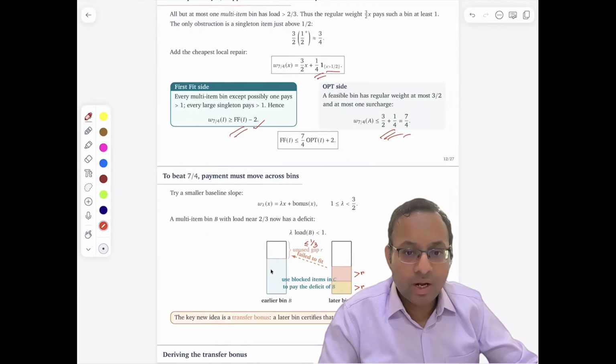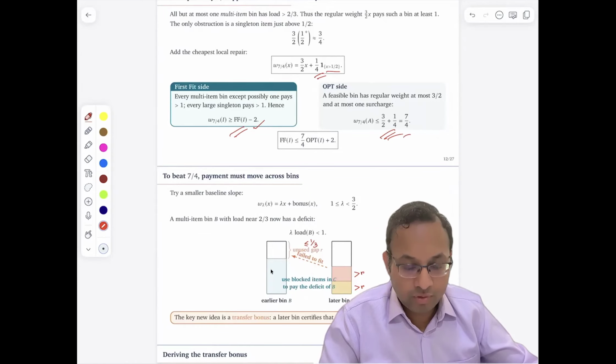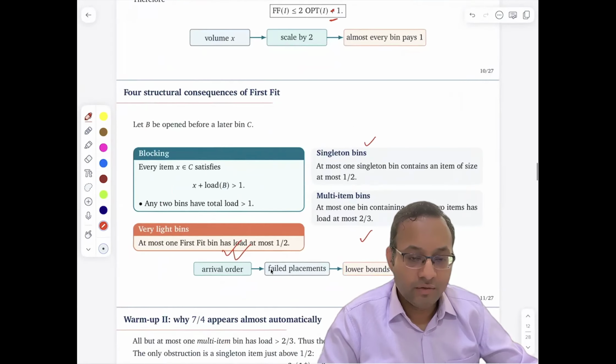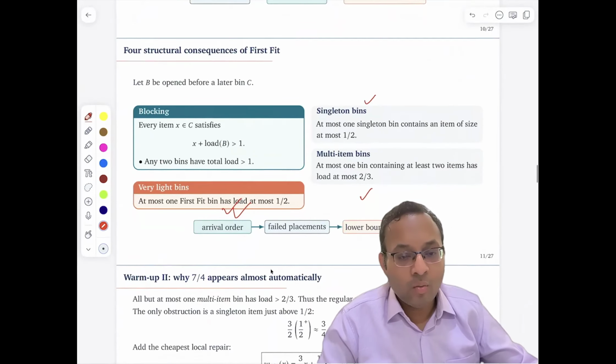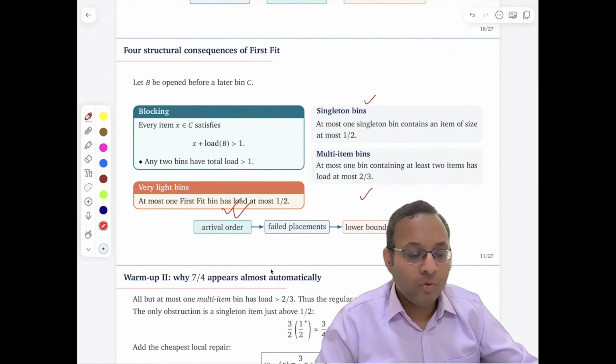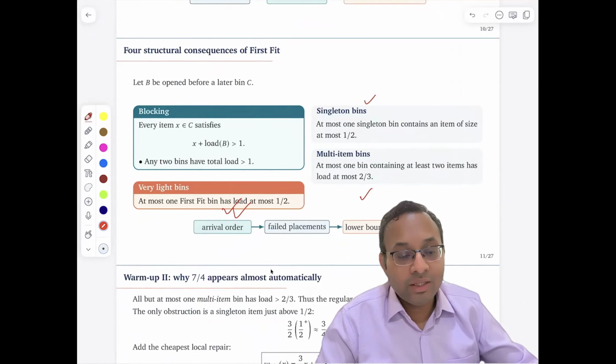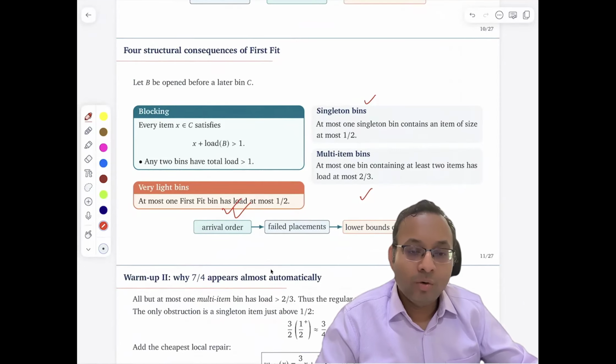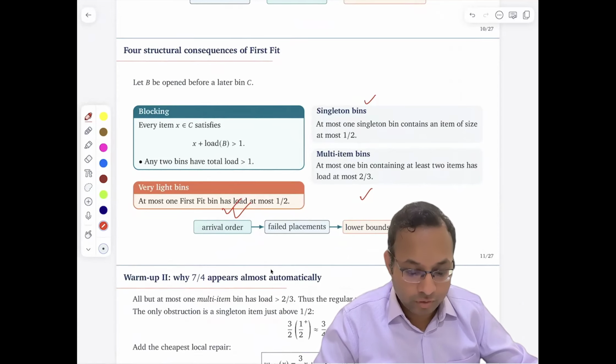So now think a bit, how can we go beyond 7 by 4? And for that, we have to look at the properties of first fit, these 4 properties again carefully. So maybe you can pause the video for 1 or 2 minutes and think, if we choose some other weight functions, let's say some lambda x, where lambda is less than 3 by 2, as we're using in the 7 by 4 bound, what will be the problem? And once you're done, then you can continue with the video.